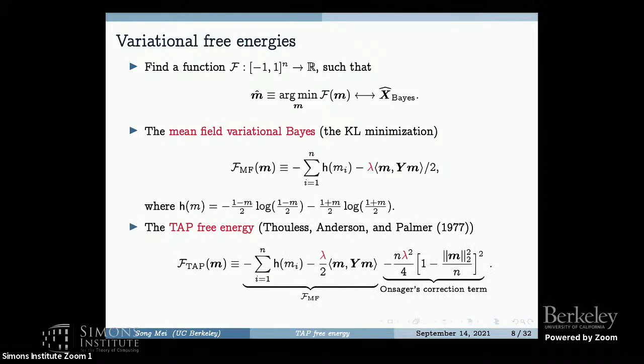So then, there is another free energy called the TAP free energy. TAP stands for three physicists, Thouless, Anderson, and Palmer. When they looked at spin glass, the SK model, they derived a free energy like this. The difference between the TAP free energy and variational Bayes is that there is an additional Onsager correction term. With this term, physicists conjecture that the minimizer of this type of free energy will correspond to the correct posterior mean.